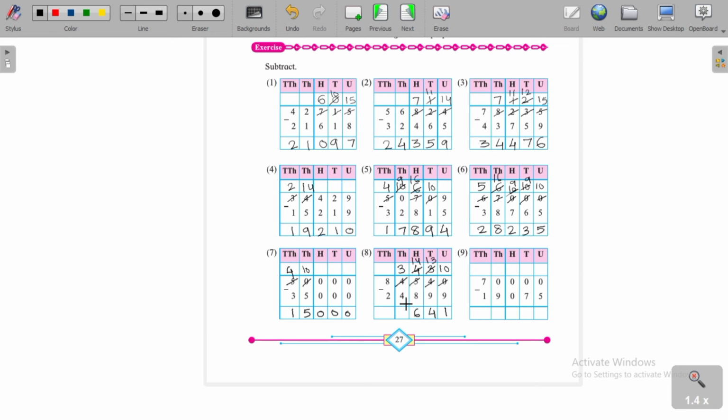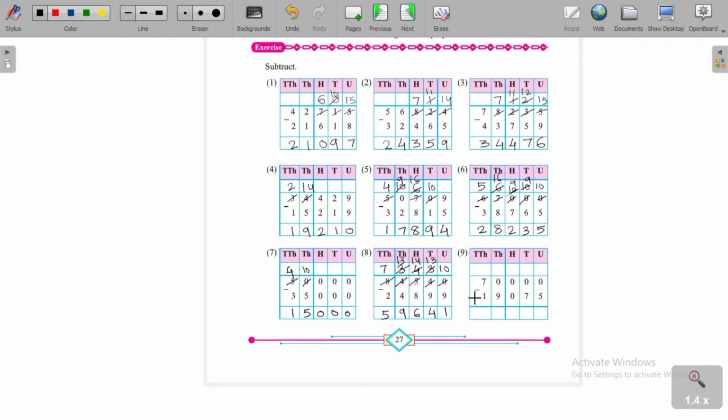3 minus 4. We cannot subtract 4 from 3. 4 is a bigger number. Hence, we are going to borrow from 8 ten-thousands. So, when you borrow from 8 ten-thousands, 7 ten-thousands remain here. We are borrowing 1 ten-thousand here, and with these 3,000 together they make 13,000. Now 13,000, we can subtract 4,000, right? So 13 minus 4 is 9. 7 minus 2 is 5. The answer is 59,641.